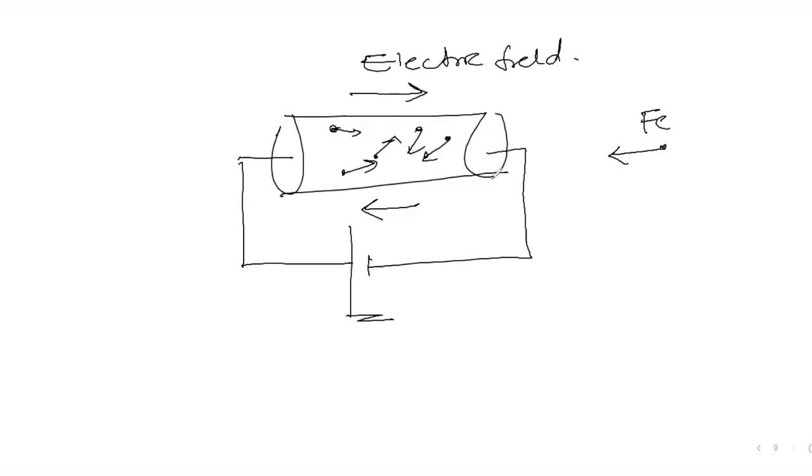But we can assume that all these electrons move with a constant speed inside the conductor. Electrons move with a constant average speed, which is called drift velocity. This is denoted by Vd. Now let us calculate what the drift velocity is.